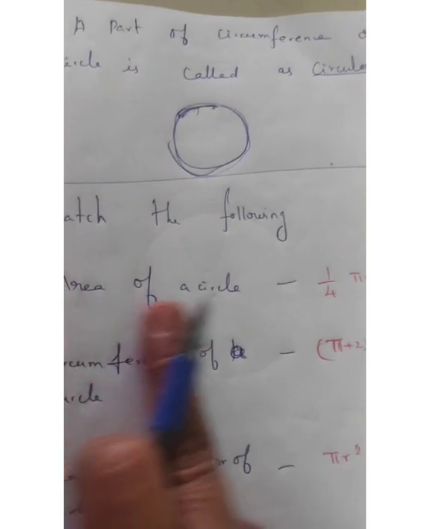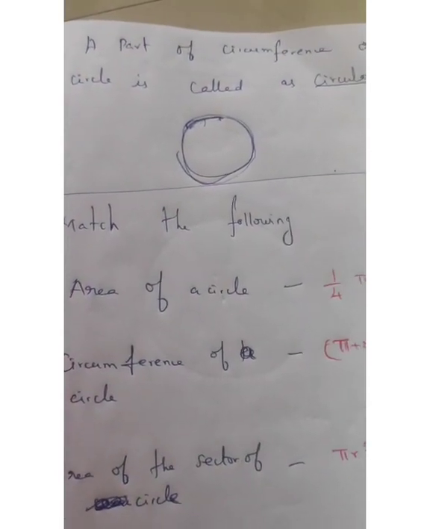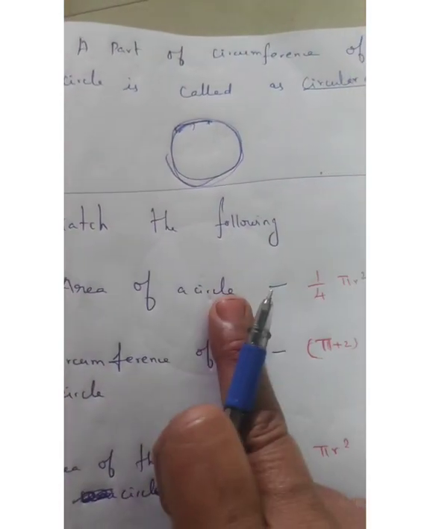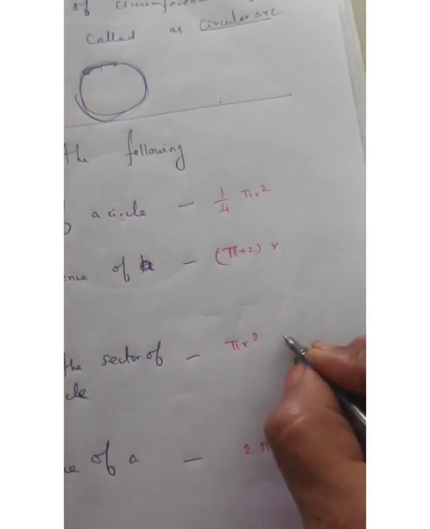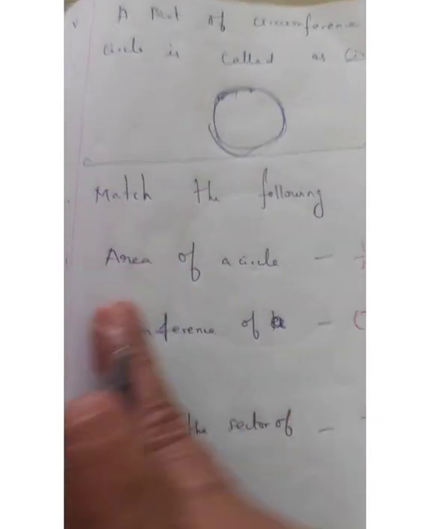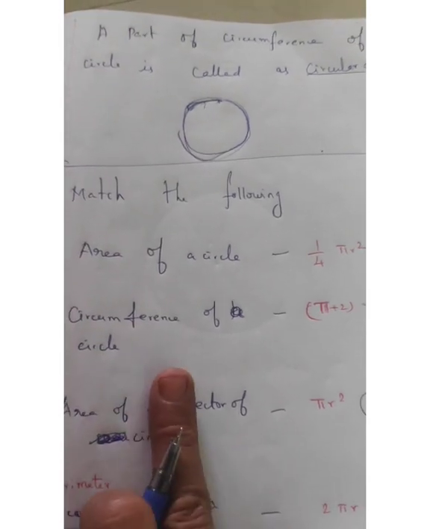Match the following. Area of the circle is asked. You must study the formulas, otherwise you can't do the sums. Area of the circle formula equals pi r squared. The first one's answer is here: pi r square. Next, circumference of the circle. What is the circumference of the circle?